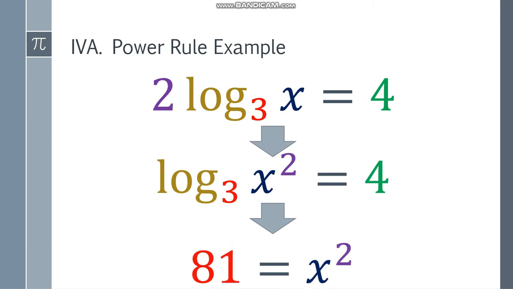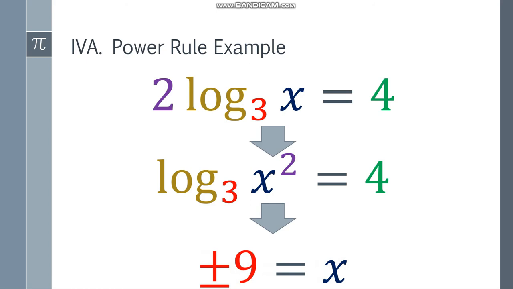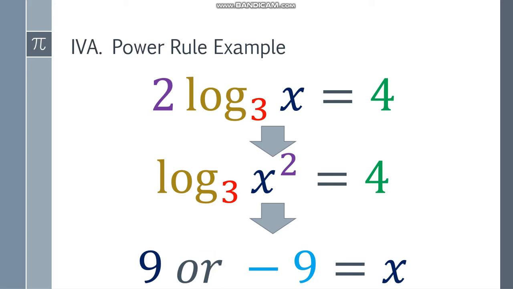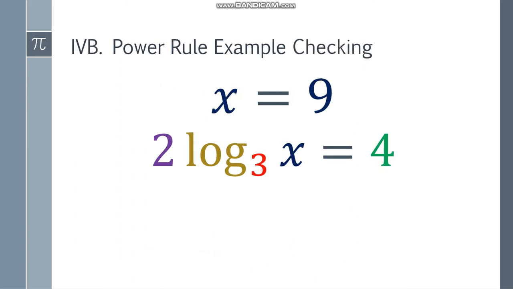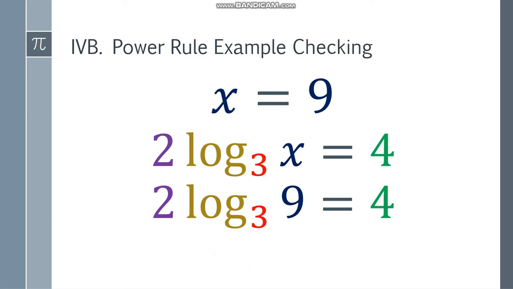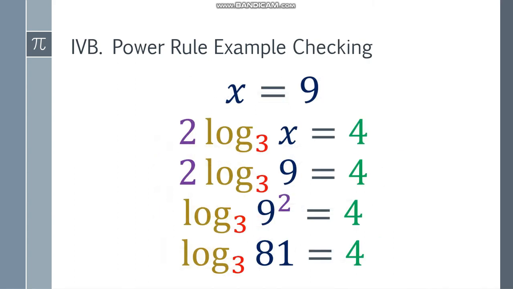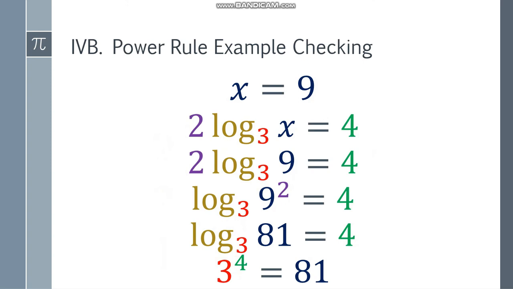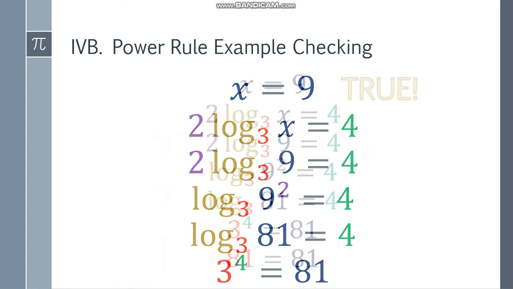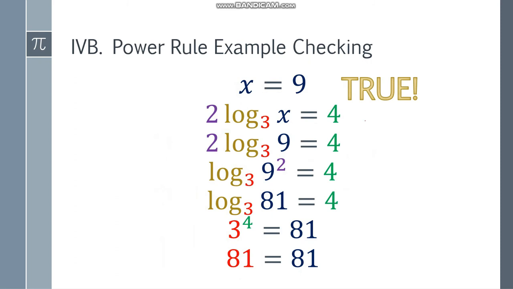Now, to find the value of x, get the square root of both sides, and x is equal to plus or minus 9. Okay, 9 or negative 9. Now, what answers are we going to accept? So let's check. x is equal to 9. Substitute it. 2 log base 3 of 9 is equal to 4. So power rule, log base 3 of 9 squared. So that will be 81. And 3 to the 4th is equal to 81. And yes, this is true because 81 is equal to 81.